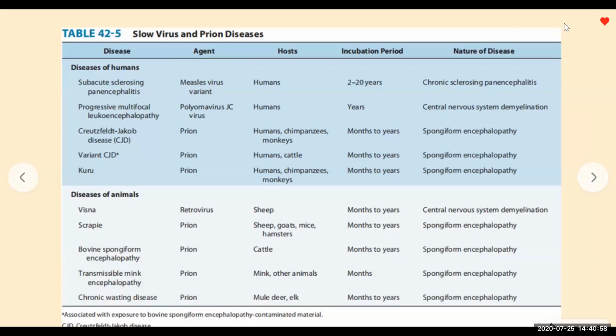So, this is a list of both prion and virus, no? So, sa humans ni siya. So, this is your prion. So, you have the Creutzfeldt-Jakob and the Kuru, no? So, the host, humans, incubation, months to years. So, the same. Pareho lang. Ang Kuru, the same lang. The same spongiform encephalopathy ang iyahang presentation. Okay? So, this one is a variant lang siya. Parang strain different lang. So, kani siya nga variant associated with exposure to BSE.